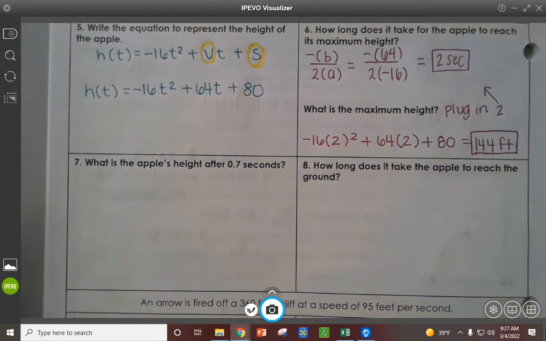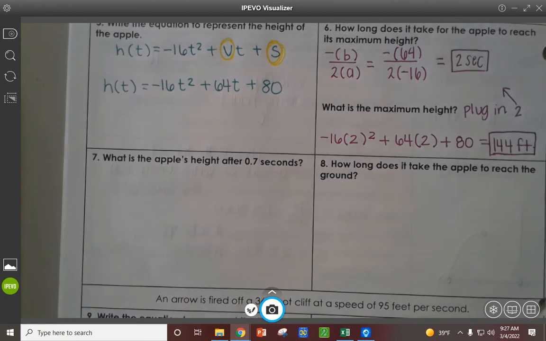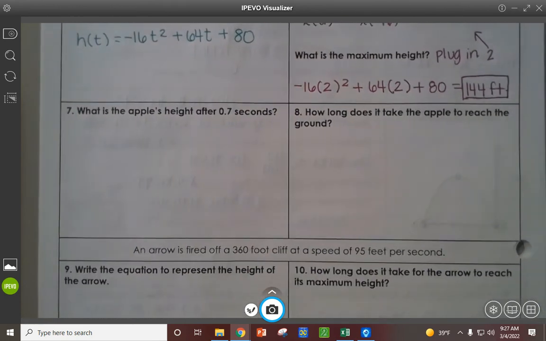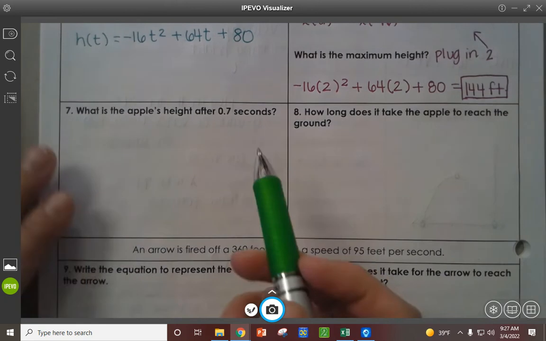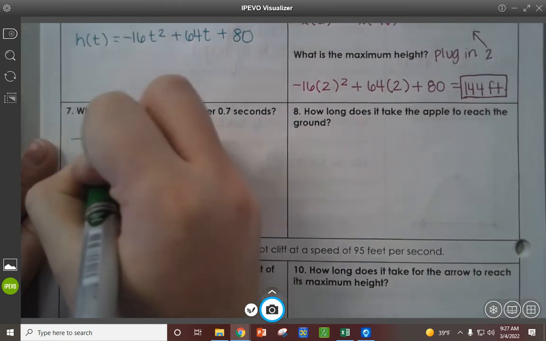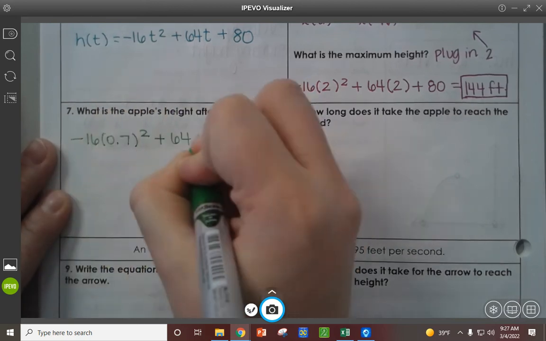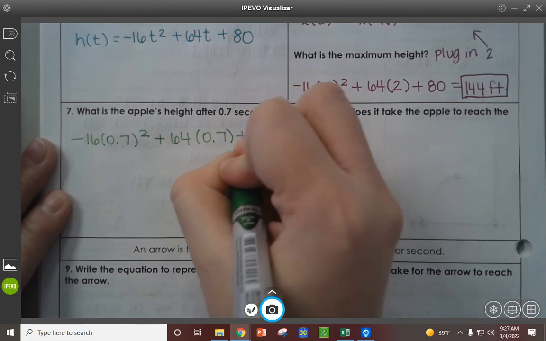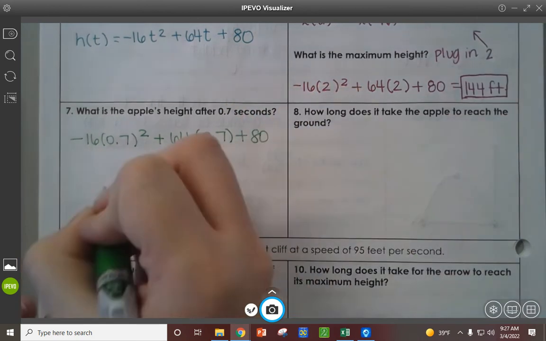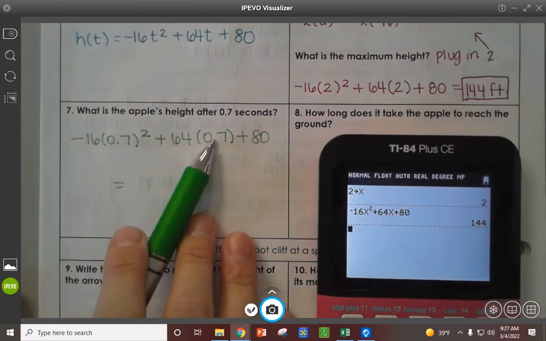Right. Number 7. What is the apple's height at 0.7 seconds? So what do I do on this one? Plug in 0.7. So that's what confuses me, because you go from one problem with something in a T spot, and then you go to another problem, you have something else in a T spot.